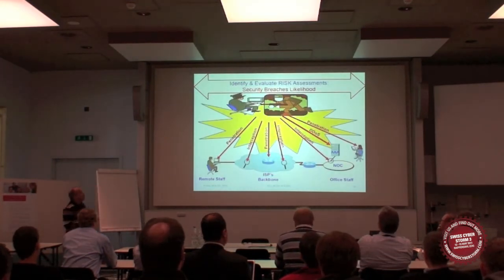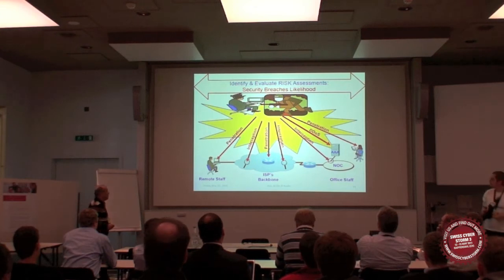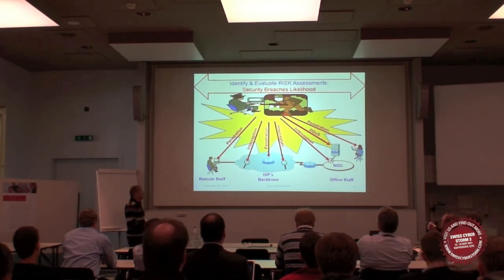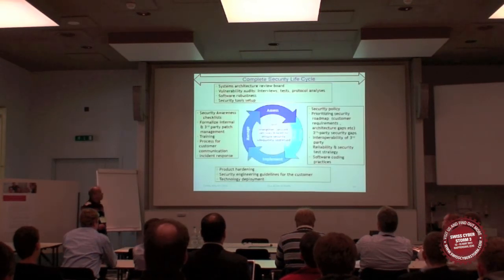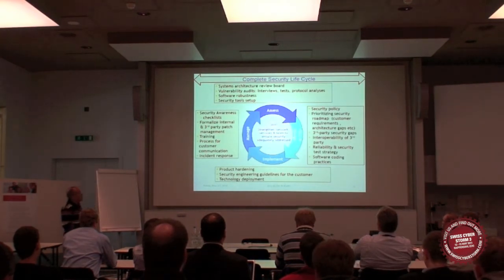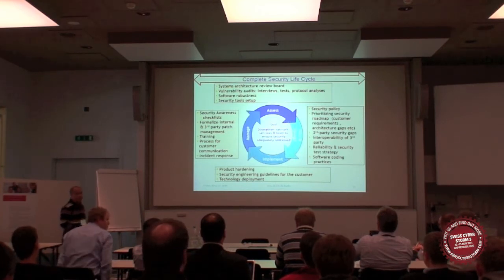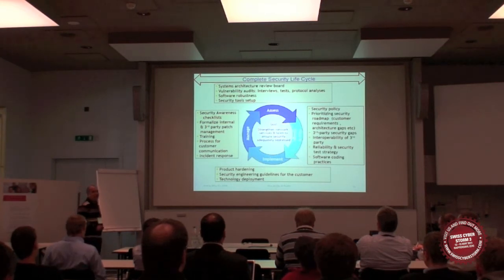So we have to identify and evaluate risks. We have to assess them. There are security breaches every day, penetration, desecration, all this kind of bad things that happen in everyday life. Now, the complete security life cycle, as I said, is a complete cycle: assess, plan, implement, and manage. All the details are here. You have to consider it as an endless life cycle, an everyday life cycle.